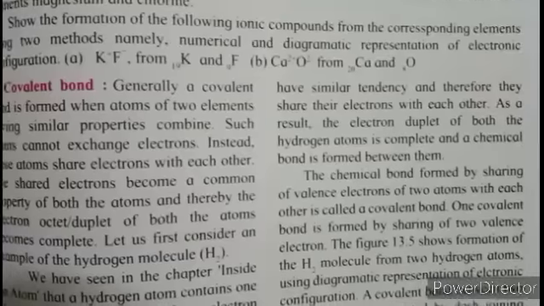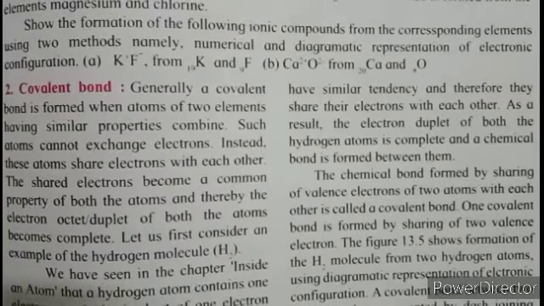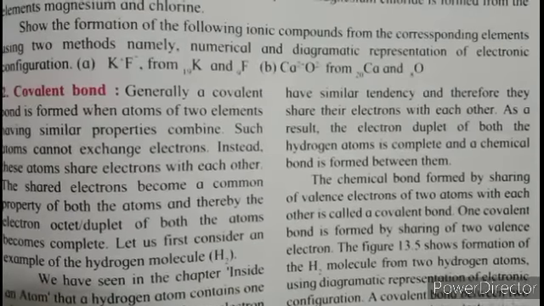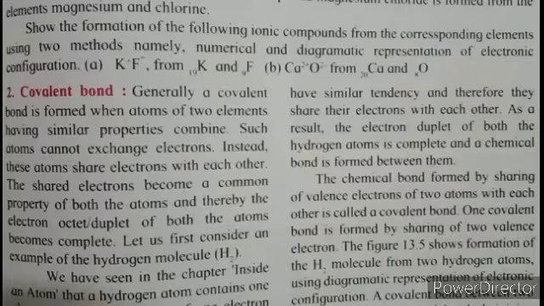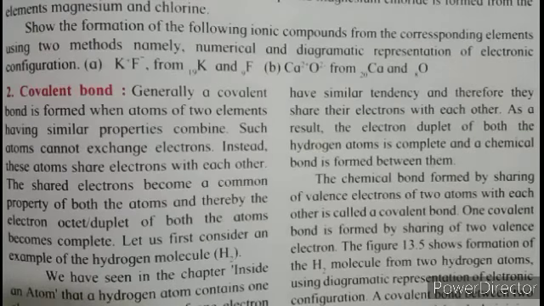If single pair of electron is shared in between two different atoms or similar atoms, then it is single covalent bond. If two pairs of electrons are shared, then it is double covalent bond, and if three pairs of electrons are shared, then it is triple covalent bond.